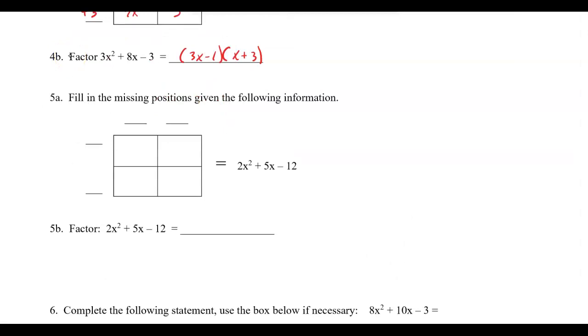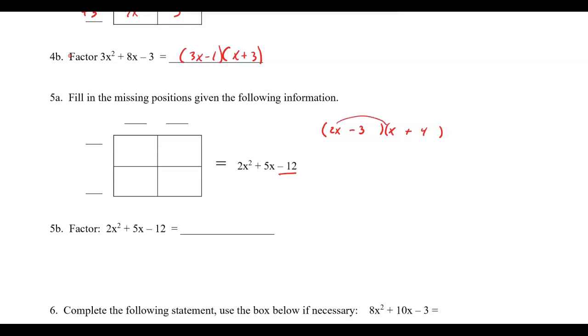So let's take a look at the next one, right? Right away we know that to get 2x squared, I have to have 2x and x. But now I have to find and place the factors of negative 12 in here, right? And then I kind of have to check the inners and the outers to see which one would work. So let's just start off with negative 3 times 4.